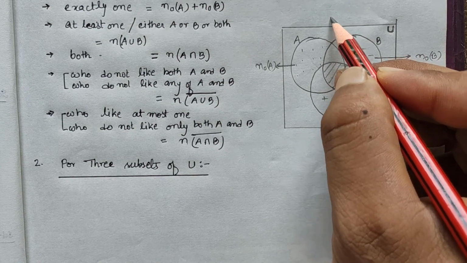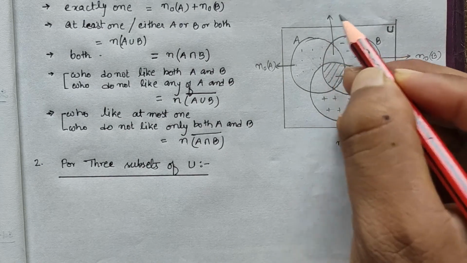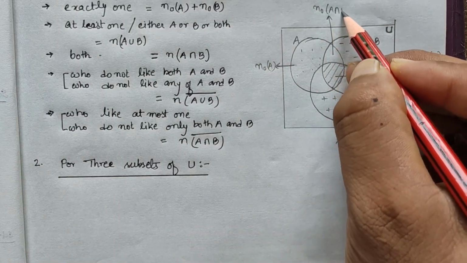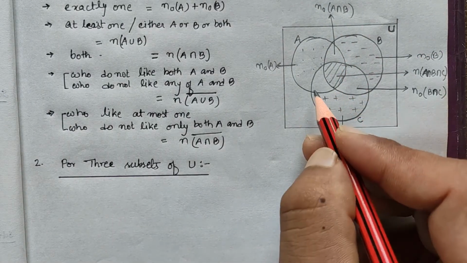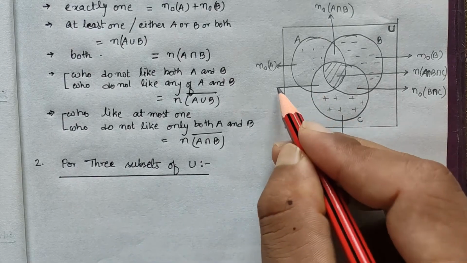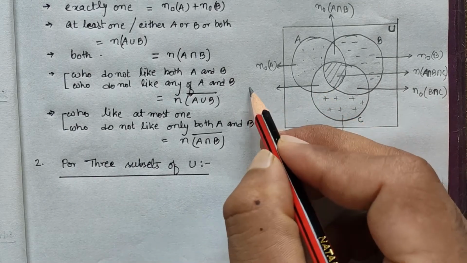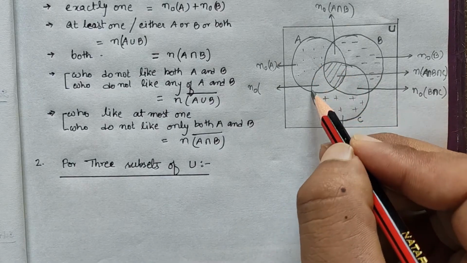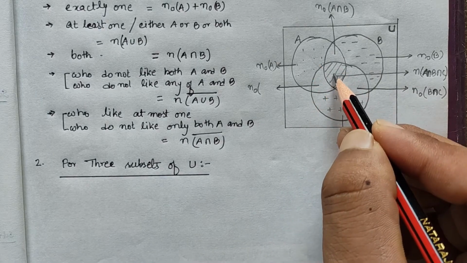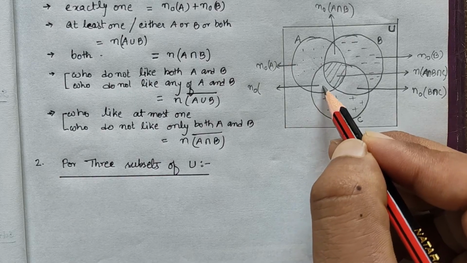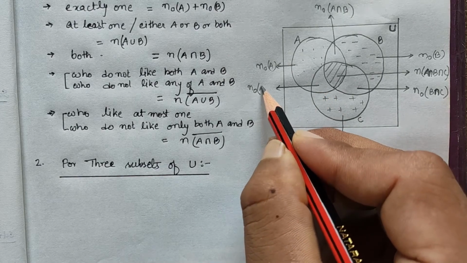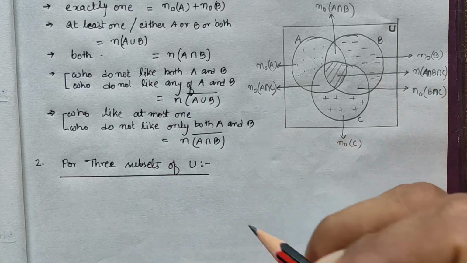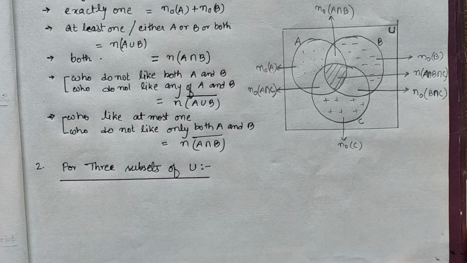Similarly here, this part is only what? A intersection B, yes. And this empty space part is only what? This whole part is the intersection between A and C. When we subtract this one, then it remains this part only. So it is only A intersection C part. Okay, so our figure is complete now.